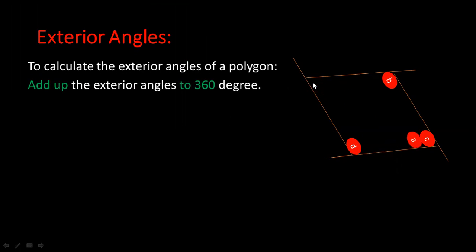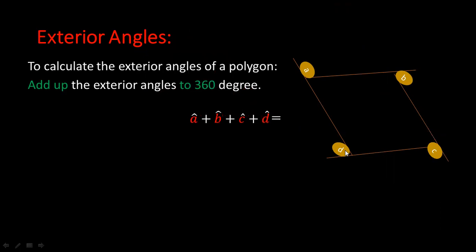For A, which is an interior angle, we have an exterior angle up here. For B, this is going to be the exterior angle, also for C and for D. Those in yellow are the exterior angles. This is the formula: angle A plus angle B plus angle C plus angle D must equal 360 degrees. We are going to use this formula to calculate it.